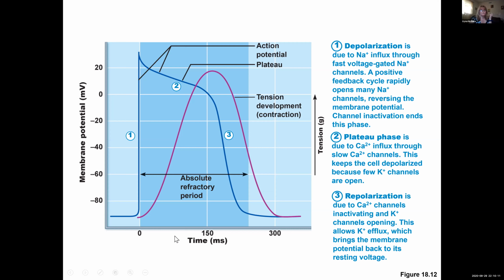right? Okay, so that's our plateau phase, and then calcium channels inactivate. They close up, and potassium channels open, potassium efflux, out of the cell, which brings the membrane back to the resting voltage.